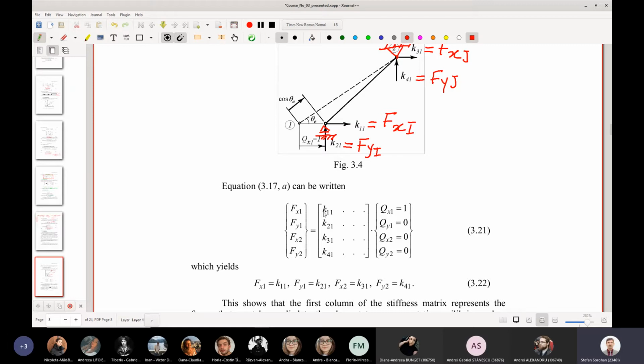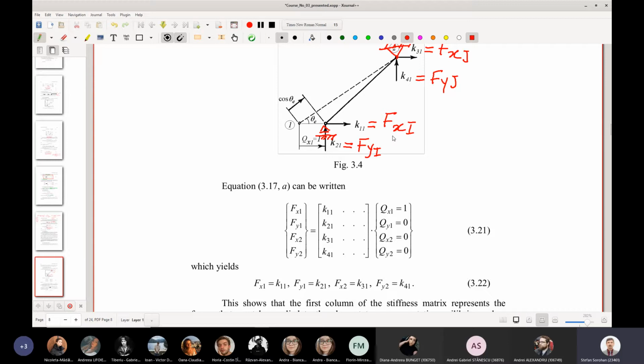According to the matrix multiplication rule, instead of this number, here may be numbers which are non-zero, but they are multiplied with 0. This one is multiplied with 0. This one is multiplied with 0. So the terms here are not important. But Fx1 will be K11 times 1. So this is the reason why K11 is this reaction force here.